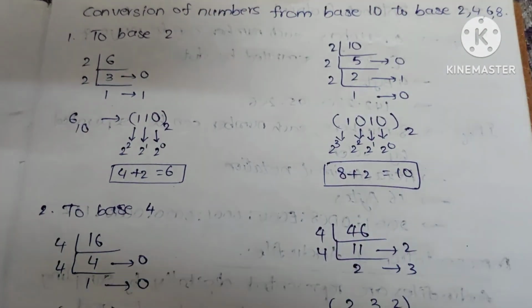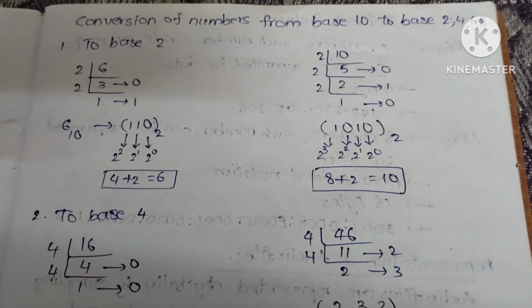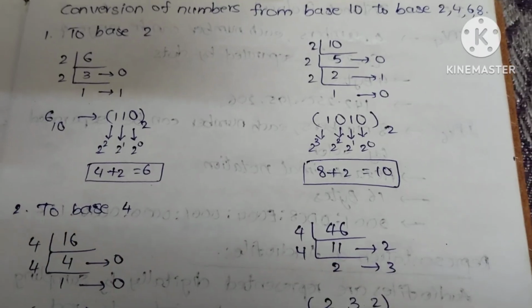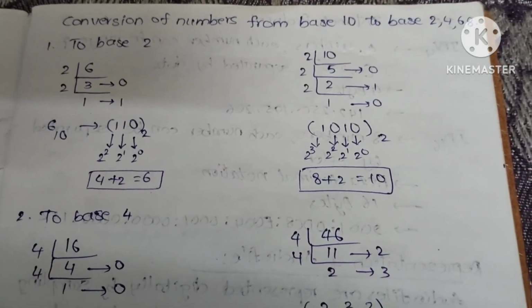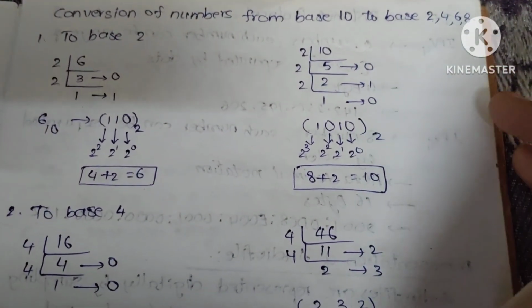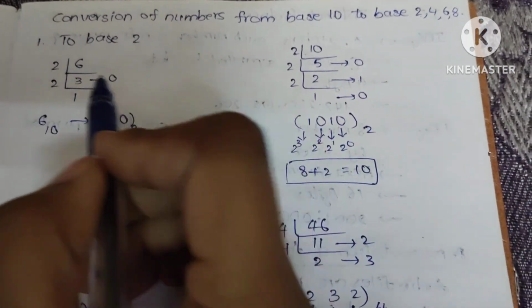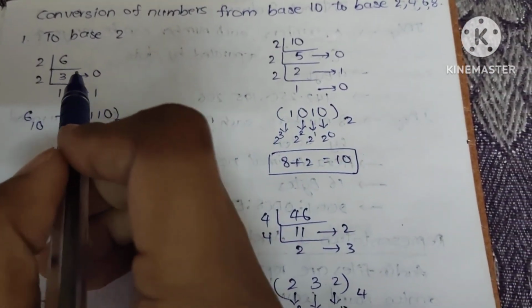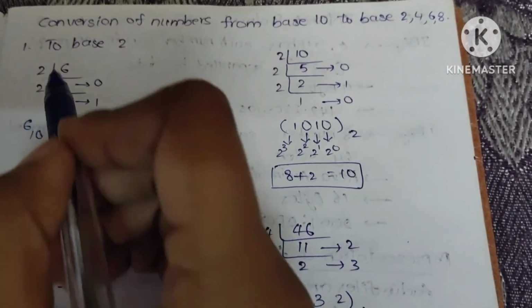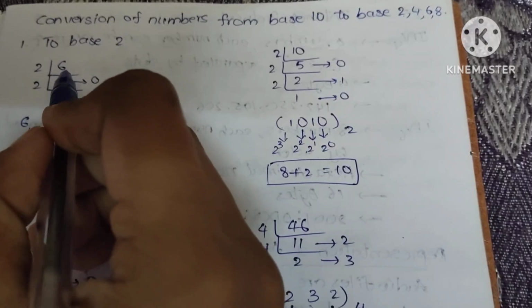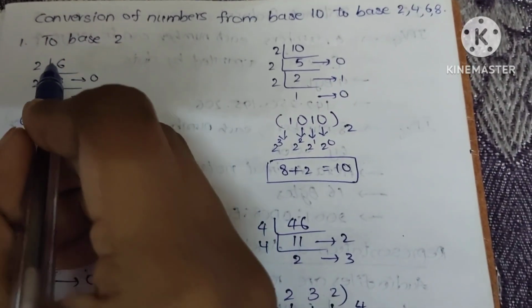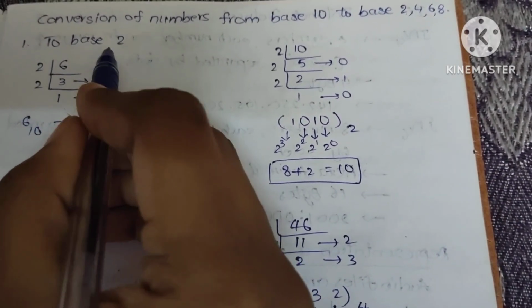Hello everyone. Today we are going to learn about the conversion of numbers from base 10 to base 2, 4, 6, 8. So the first is conversion of a number from base 10 to base 2. I am taking the example 6. So we are converting to base 2.